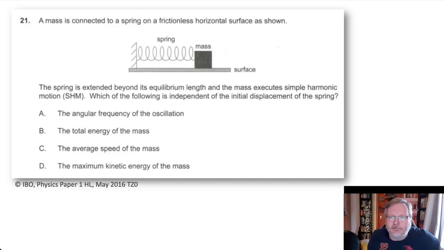Question 21 from the 2016 paper says that a mass is connected to a spring on a frictionless horizontal surface as shown. So this is a common SHM example. The spring is extended beyond its equilibrium length and the mass executes simple harmonic motion. In other words, when it's let go, it will oscillate backwards and forwards. Which of the following is independent of the initial displacement of the spring? So in other words, what doesn't depend on the initial displacement of the spring?